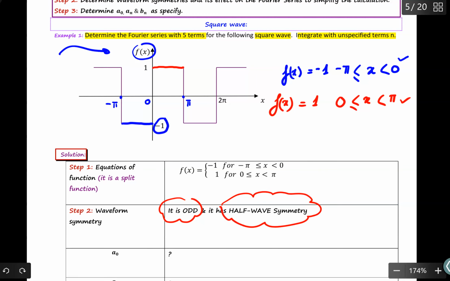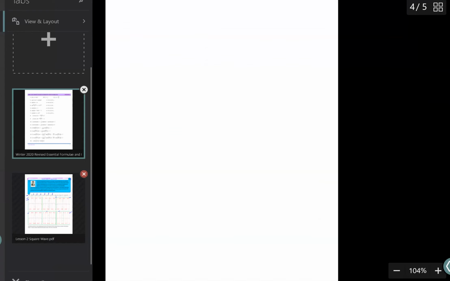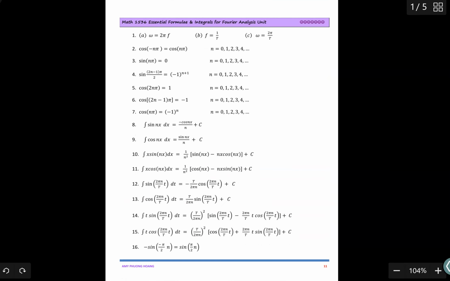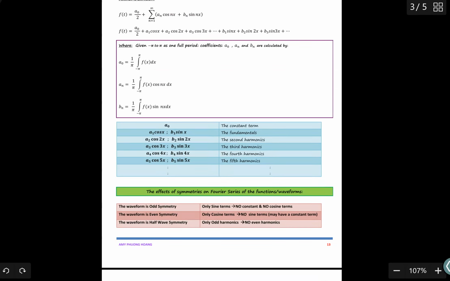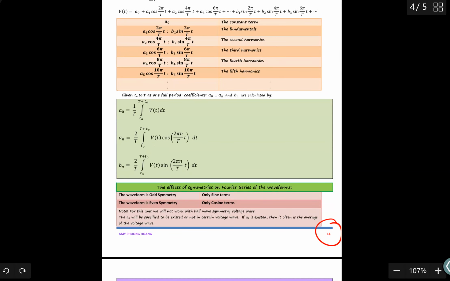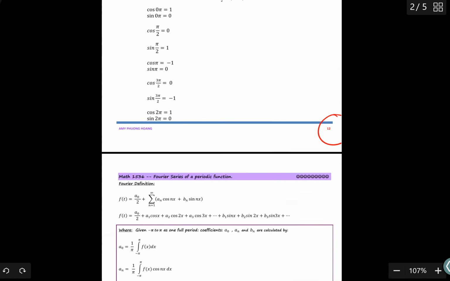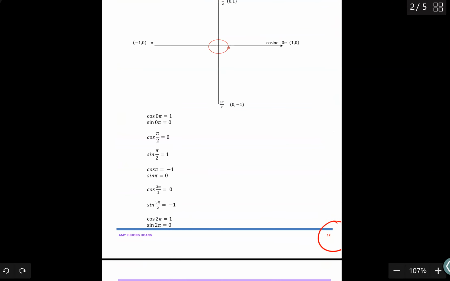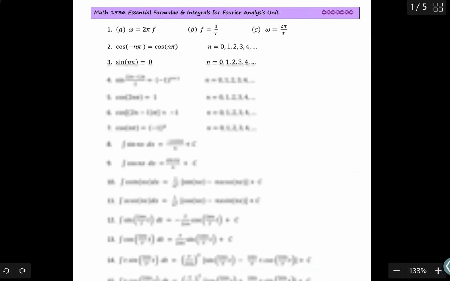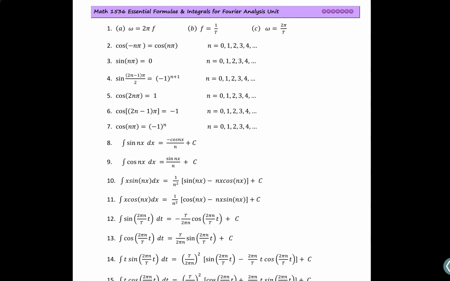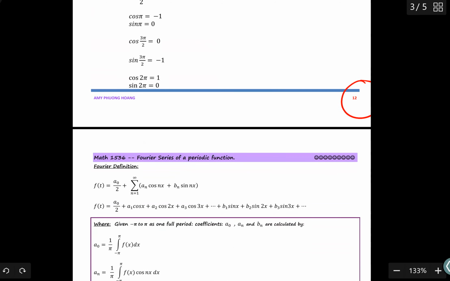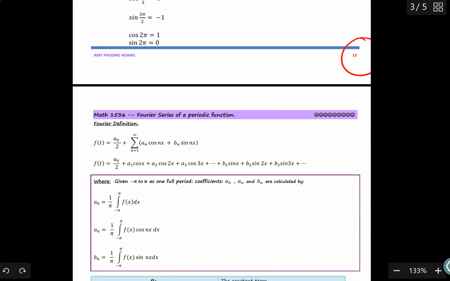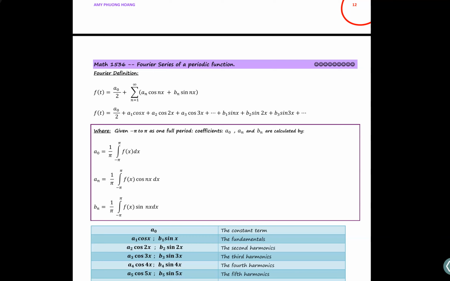symmetry. So I would like everyone to refer to these formulas that I have in our workbook. These formulas are on pages 11, 12, 13, and 14 of our workbook. These are the pages that involve the essential formulae, the integrals for Fourier analysis, some very important integral shortcuts that you can use in the process of integrating using unspecified term n. I want everyone to be familiar with these four pages. So let's get back to the questions.